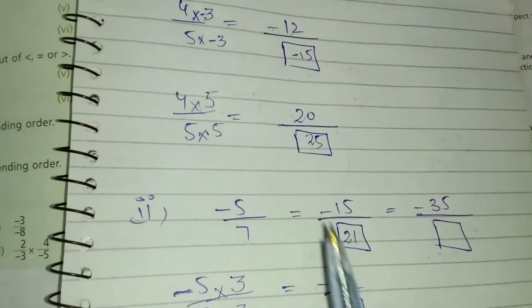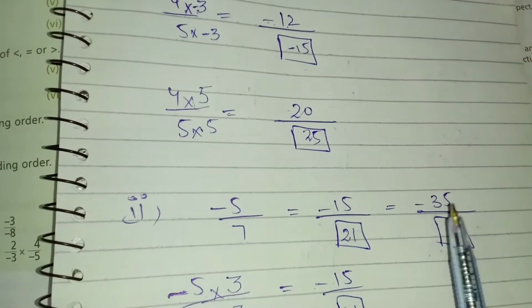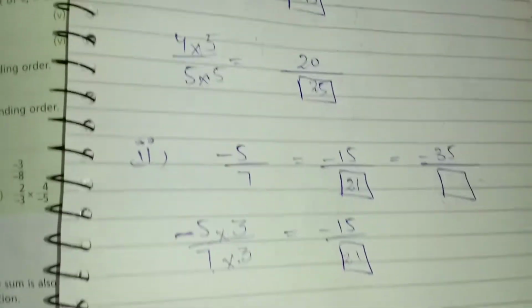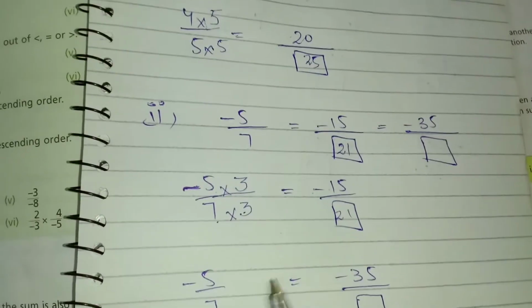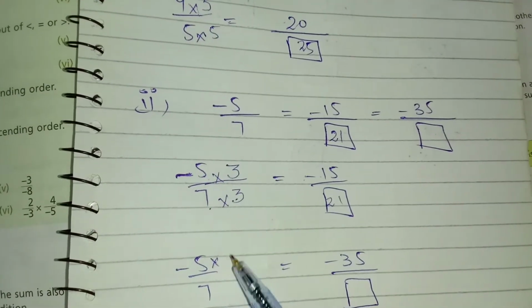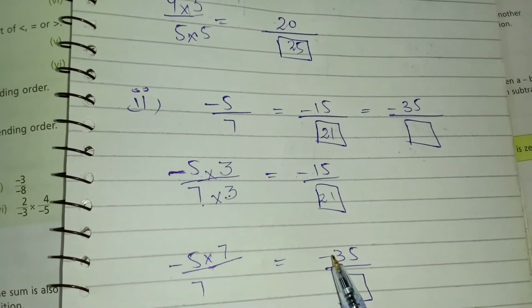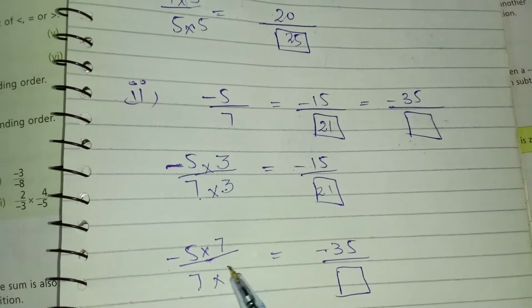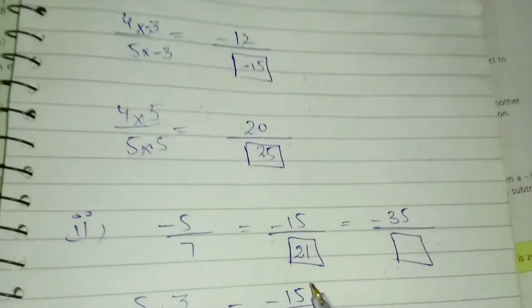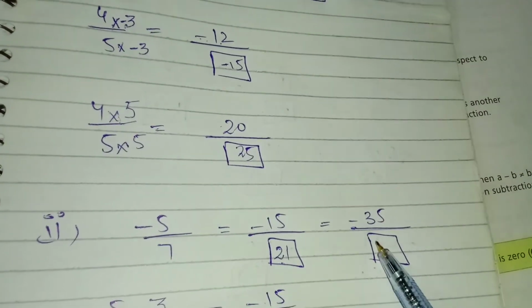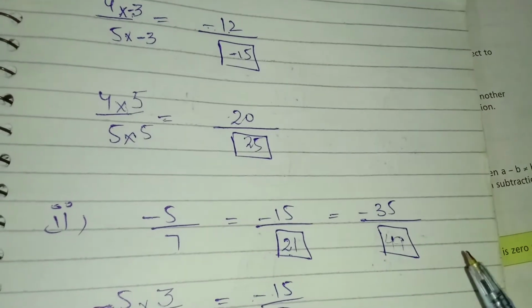Okay students, now we have to make minus 5 converted into minus 35. So we have to multiply by 7, 5 7s are 35 and minus sign as it is. So 7 multiplied by 7 equals 49. So first box is replaced by 21 and the second box is replaced by 49.